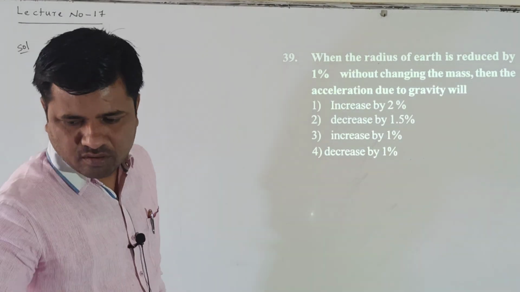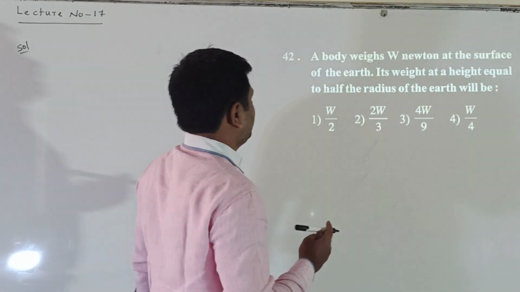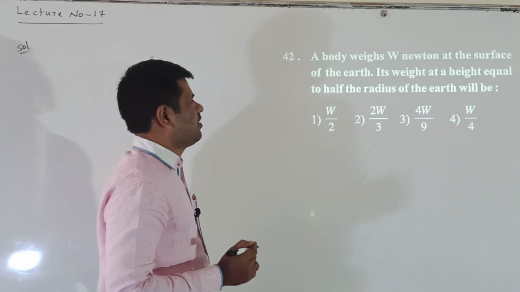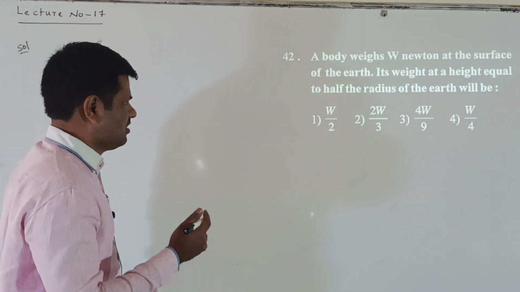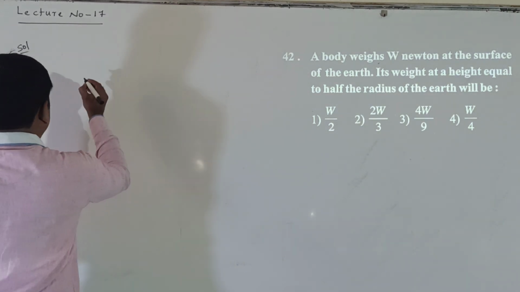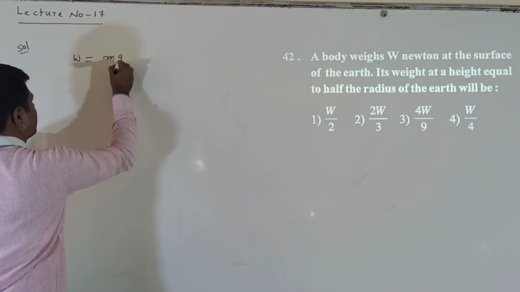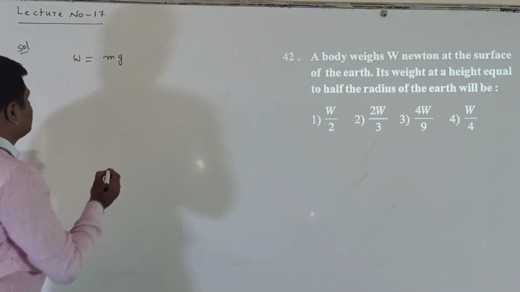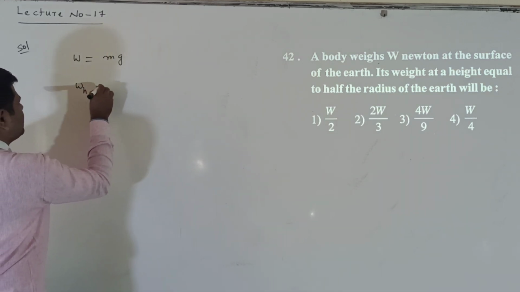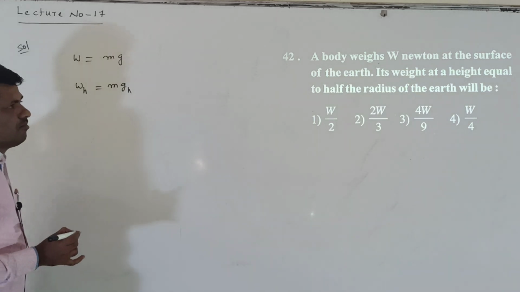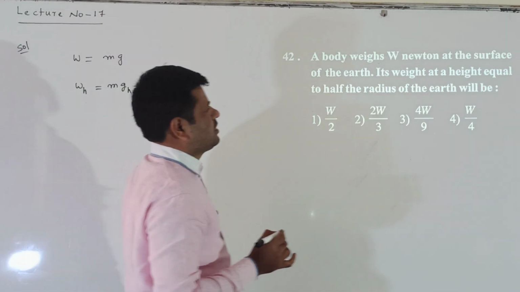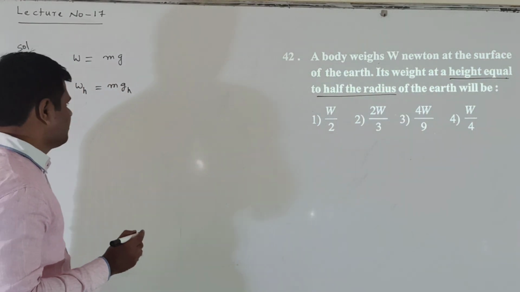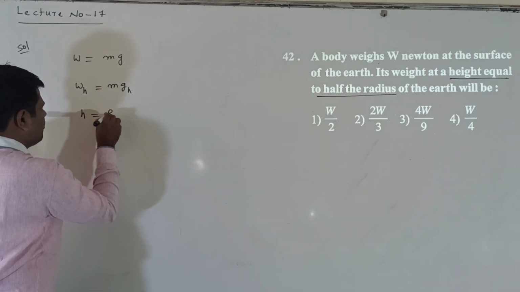Next, a body weighs W newton on the surface of the earth. If the weight is at a height equal to half of the radius. Same model, we have already discussed this type of model, right? Now weight W is equal to mg. I am going fast because we have already discussed the same model. So W is equal to mg, W_h is equal to m into g_h. But the height is equal to half of the radius, so h is equal to R by 2.